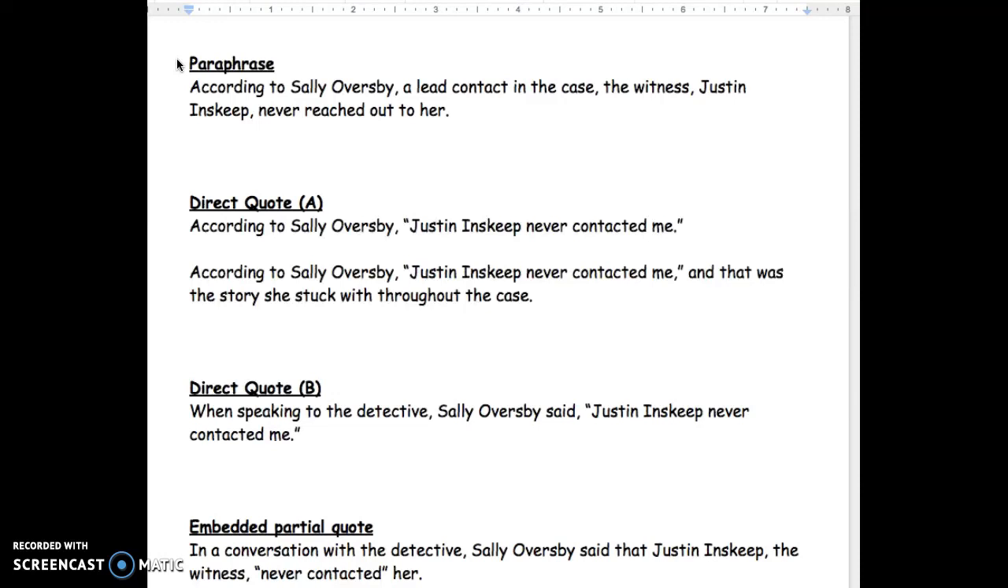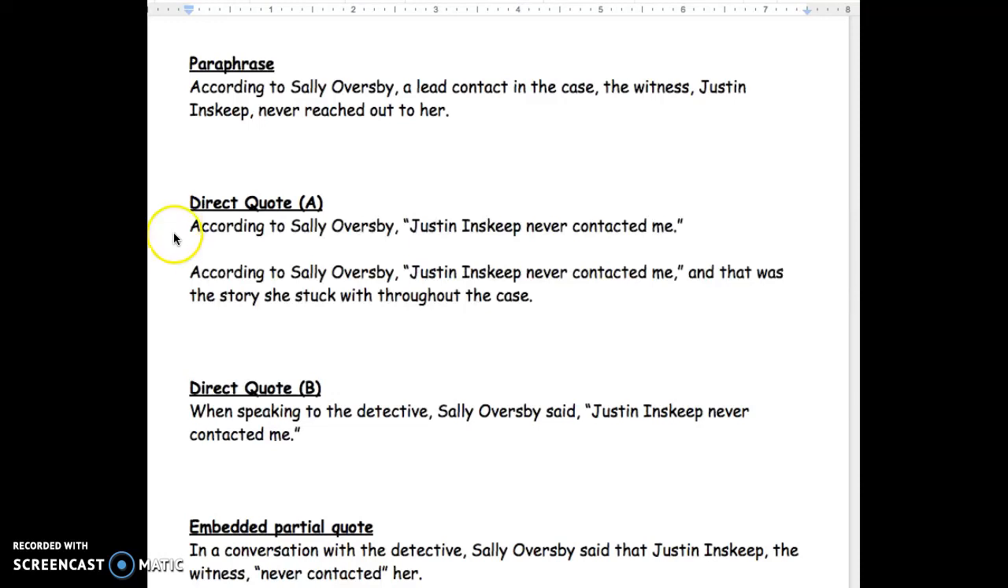So there are two main ways that you can include somebody else's thoughts in your writing. One is to paraphrase them, and that is to put into your own words their ideas. In this example, you would not use quotation marks because you aren't going to use the exact words that the person spoke. The other way to include somebody's words or ideas is to directly quote them, and in that case you would use quotation marks because you're going to write the exact words that the person spoke or wrote.